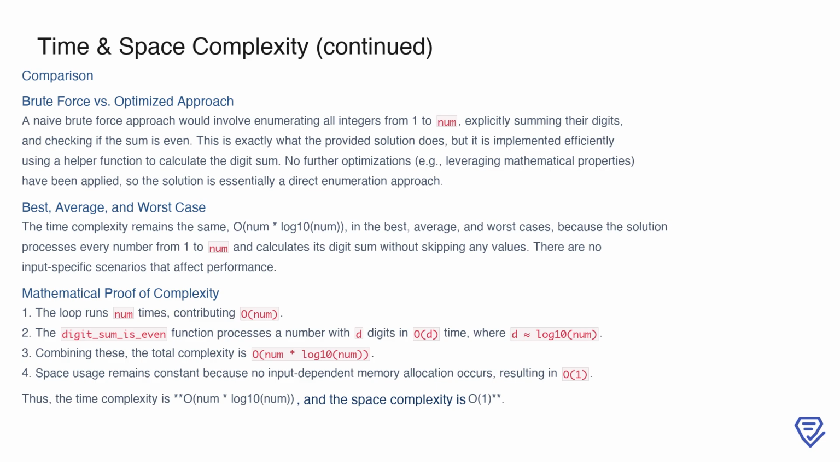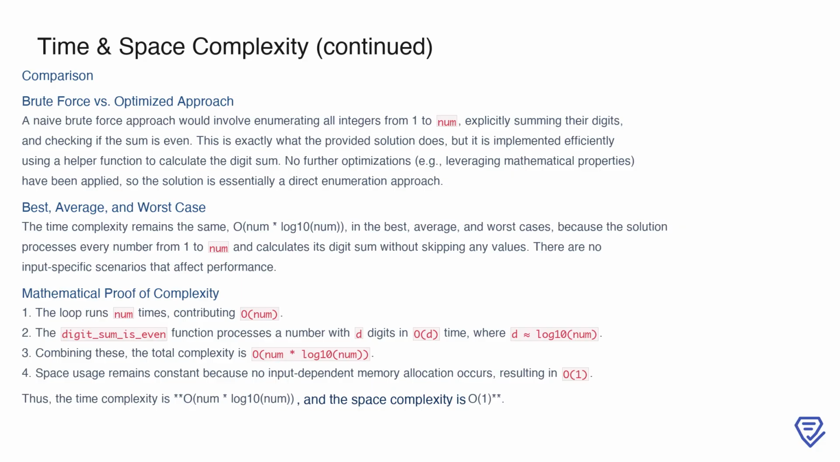No advanced optimizations or mathematical shortcuts are employed beyond this. In terms of best, average, and worst cases, the time complexity remains consistent at O(number * log10(number)), because every number from 1 to number is processed without skipping. This uniformity means that the performance does not vary based on the input.